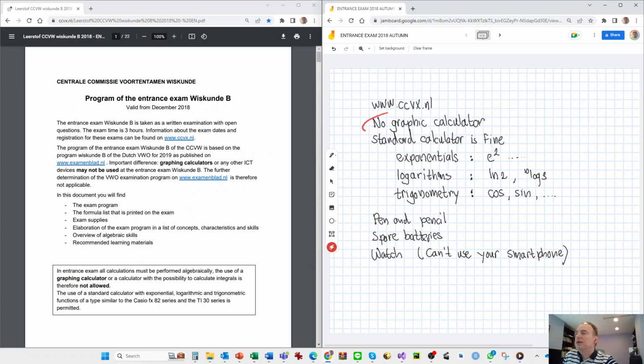No graphic calculator is allowed, but a standard calculator is fine. Like a calculator with the functions of an exponential, say you want to calculate e squared, or logarithms like the log of 2, or some trigonometric functions like cosine or sine.